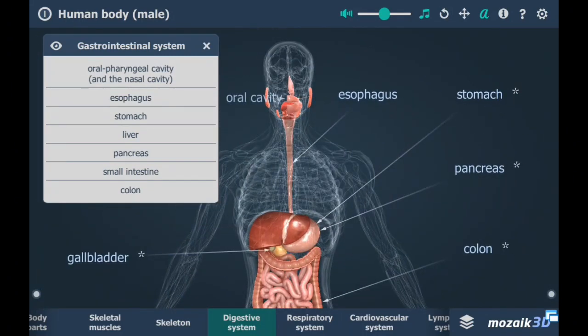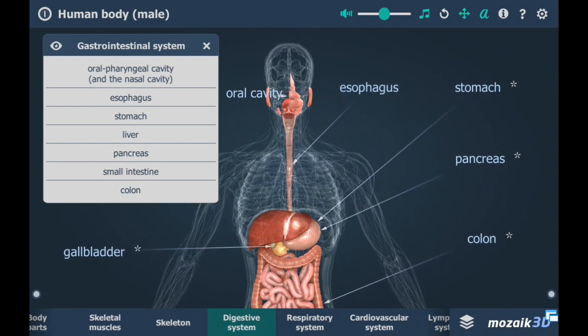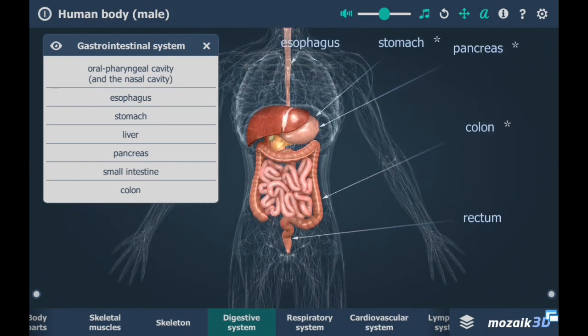peristalsis action of the small intestine. This is the small intestine. It absorbs nutrients, but it's full of finger-like projections called villi. Villi will absorb all nutrients into the bloodstream.